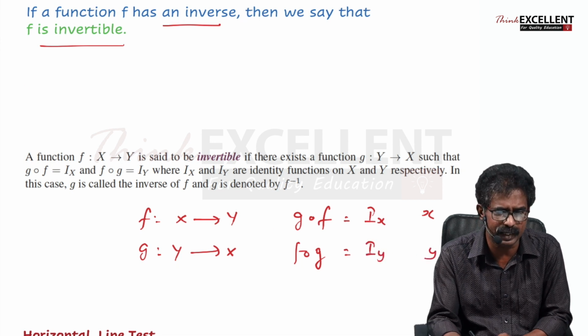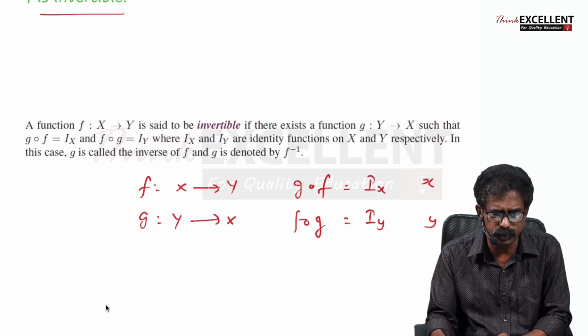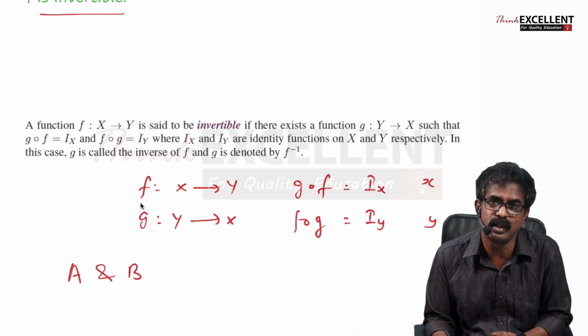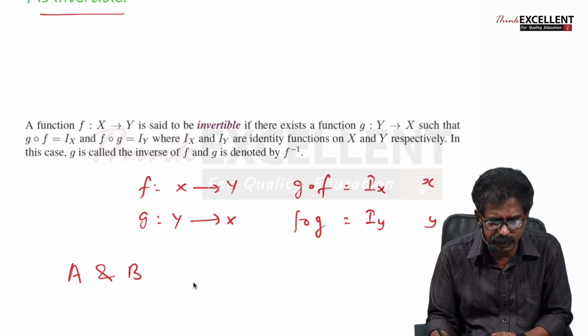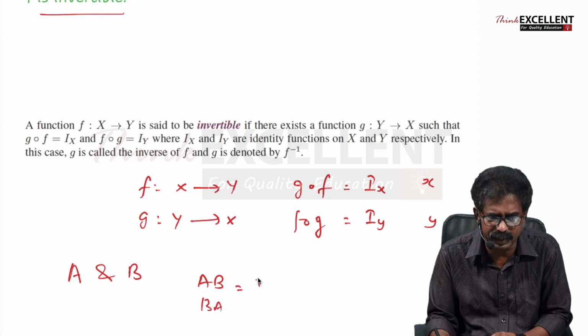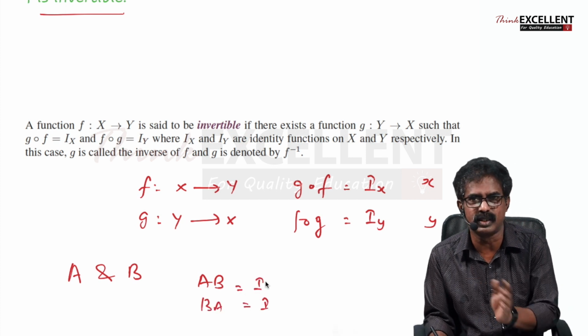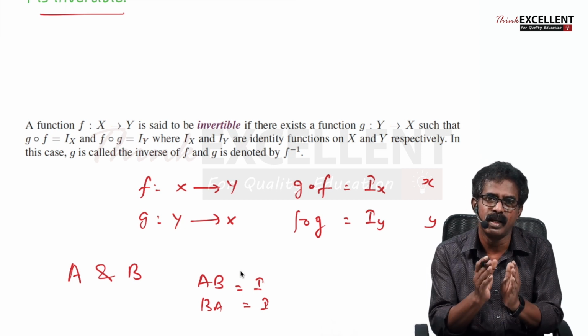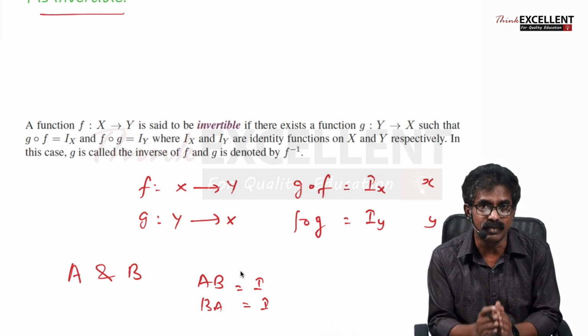You would have studied in matrices and all. How can you prove two matrices, A is a matrix and B is another matrix, are inverses of each other? How can you prove? You find AB. Also you find BA. In both cases, you would have got the identity matrix, right? 1, 0, 0, 0, 1, 0, 0, 0, 1. Then we say they are inverses. Same way, f and g are inverses.